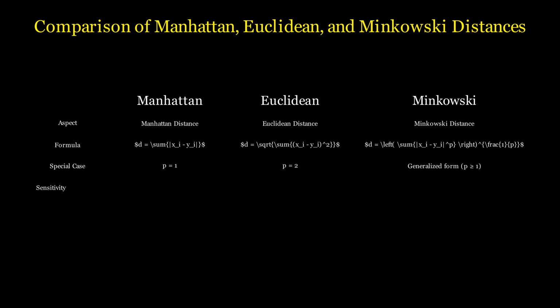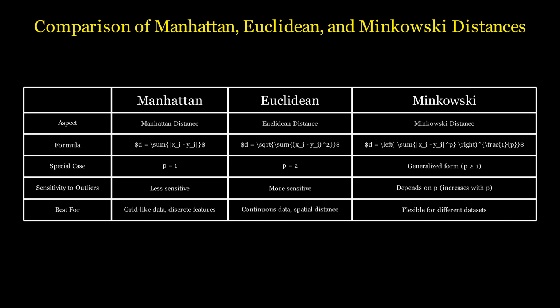Let's compare Manhattan, Euclidean, and Minkowski distances. We'll explore their formulas, special cases, sensitivity to outliers, and best use cases. Here is a table summarizing the differences. The formula for Manhattan distance involves summing the absolute differences between coordinates. Euclidean distance, on the other hand, calculates the square root of the sum of squared differences. Minkowski distance generalizes both by introducing a parameter p, allowing flexibility in calculations.